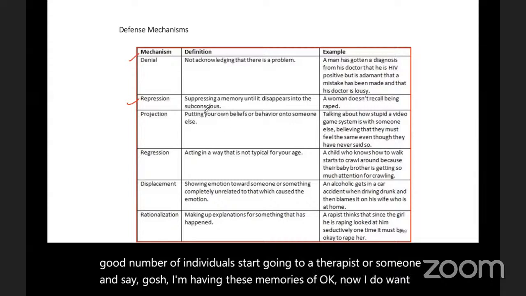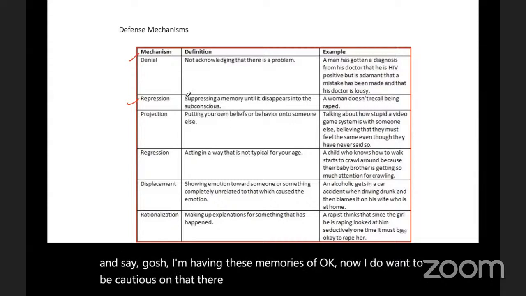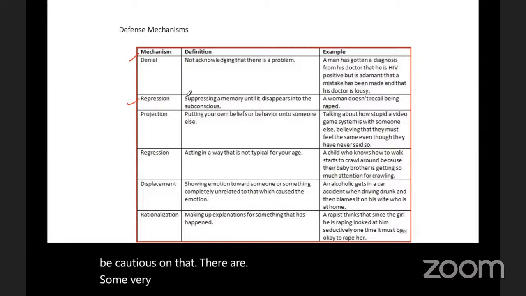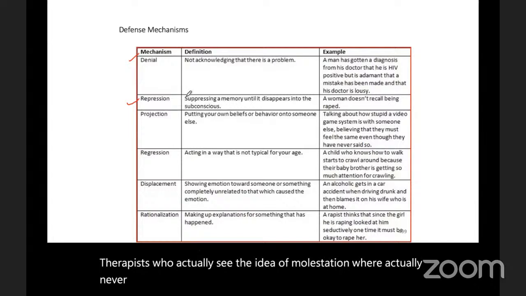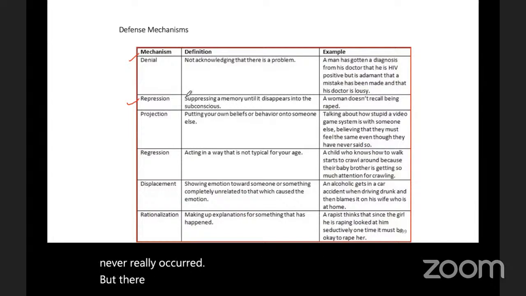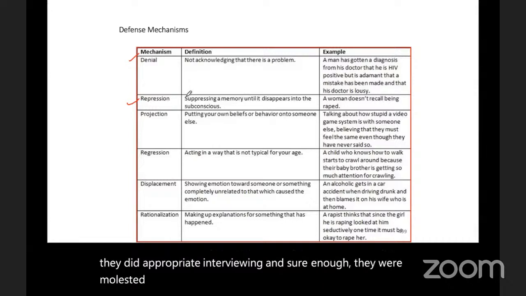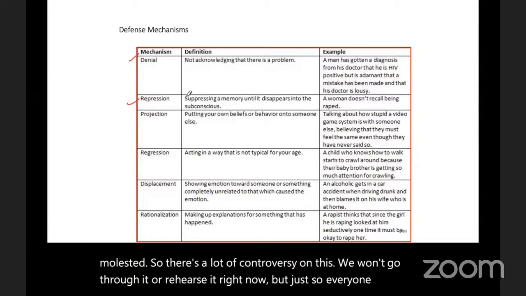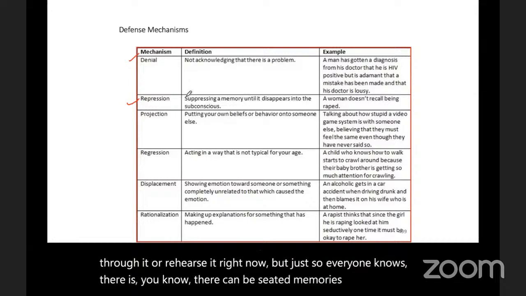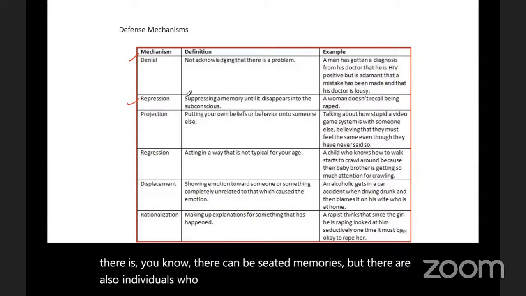Now, I do want to be cautious on that. There are some very unethical therapists who actually seed the idea of molestation where it never really occurred. But there is a number of individuals who've been molested where they did appropriate interviewing, and sure enough, they were molested. So there's a lot of controversy on this. We won't go through it right now, but just so everyone knows, there can be seeded memories, but there are also individuals who truly have these recovered memories.